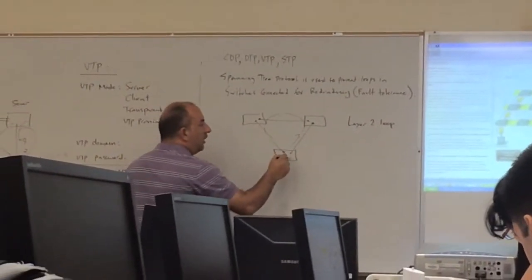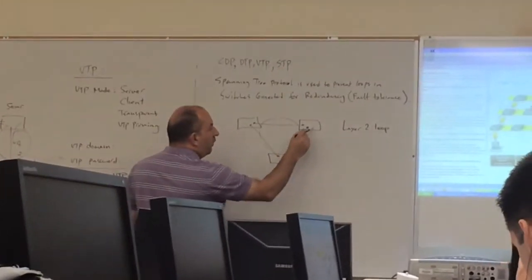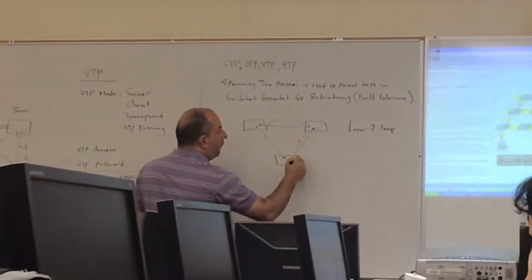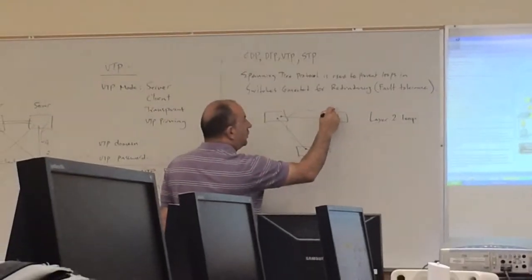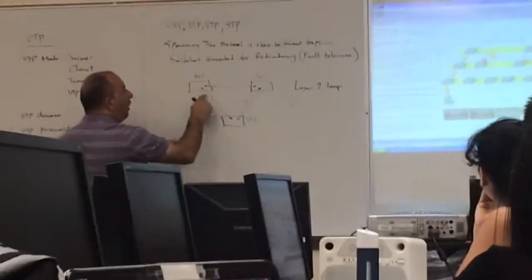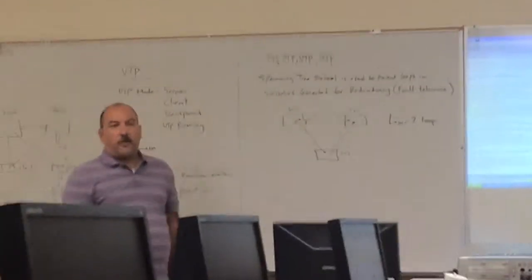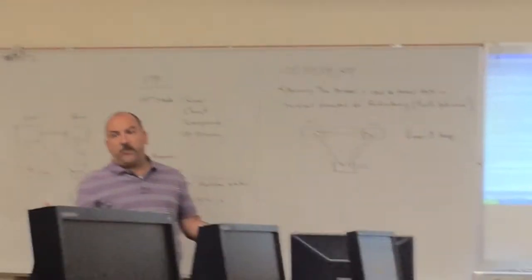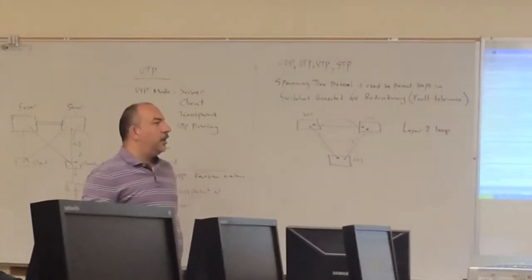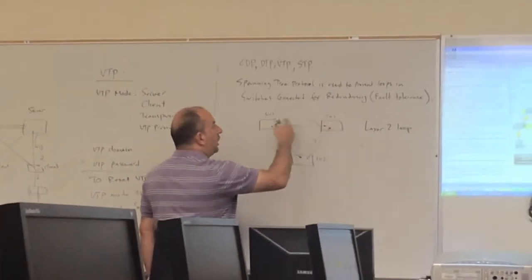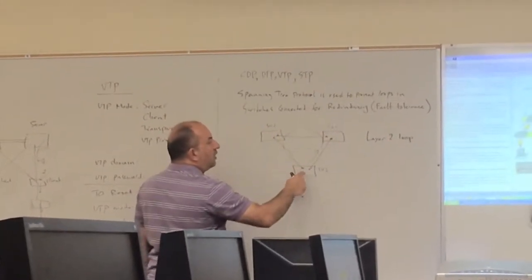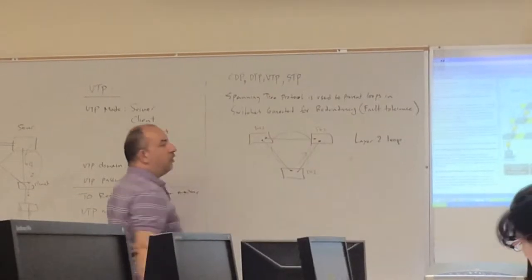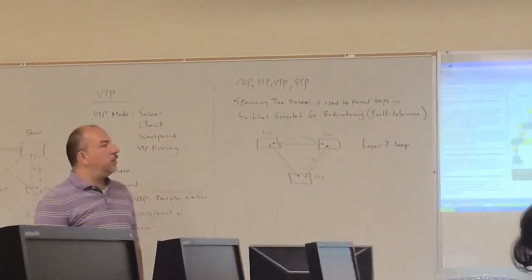So if I want to go from here, then I can go from switch 1 to switch 2, and then from switch 2 to switch 3. But somehow I should block it so that it cannot go back to switch 1, the frame. A very good example of frames like that is a broadcast, okay? You send a broadcast to here, this sends a broadcast to here, this sends a broadcast to here, and these broadcasts keep going in continuous loops.